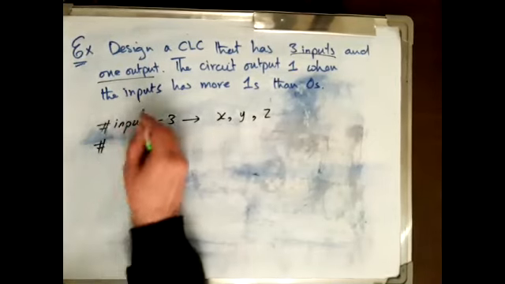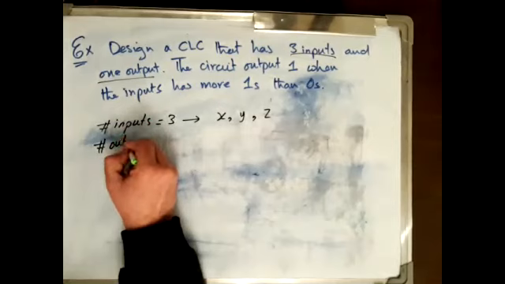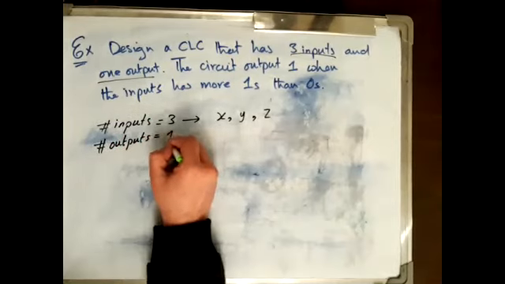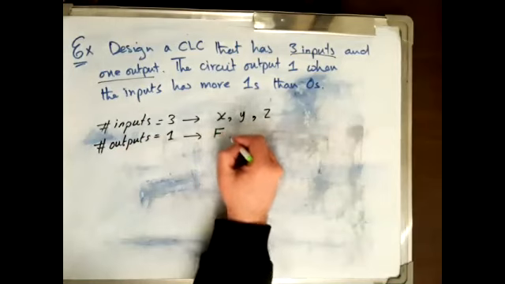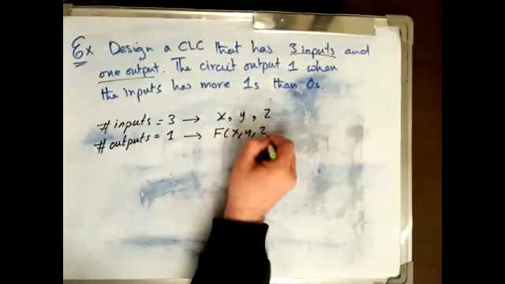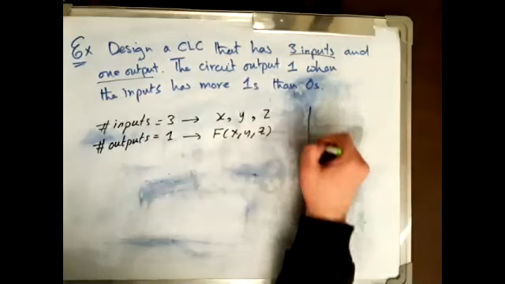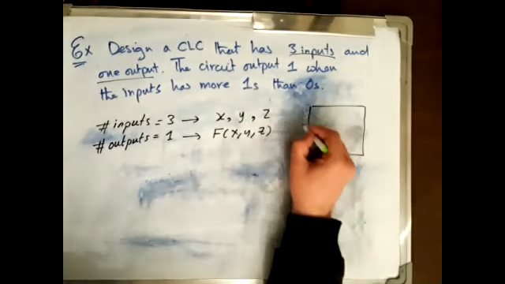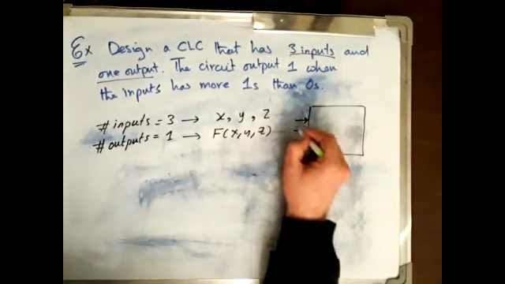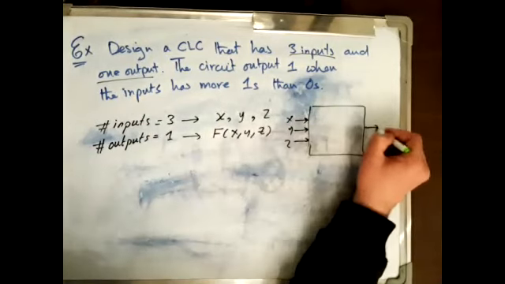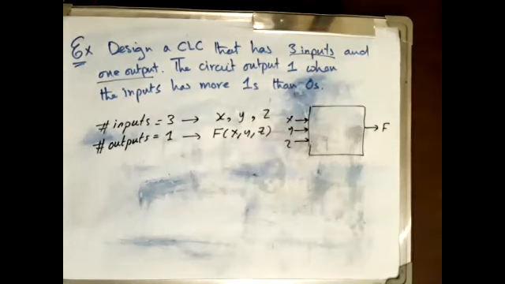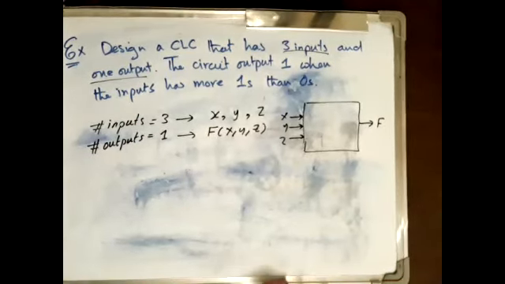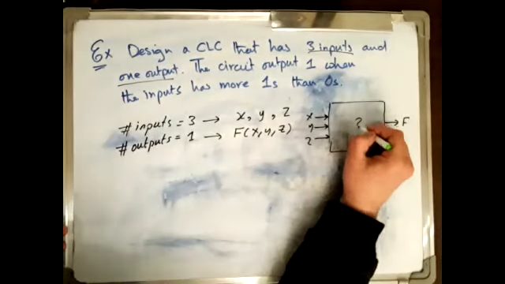And the circuit description tells us that the number of outputs is 1, and I will call this output, let's say, F of X, Y, Z. So now it is required to design this circuit that has 3 inputs, X, Y, Z, and has 1 output, F. So this is the first step. From the circuit description, I knew the number of inputs and the number of outputs. What is left is to know what is inside.